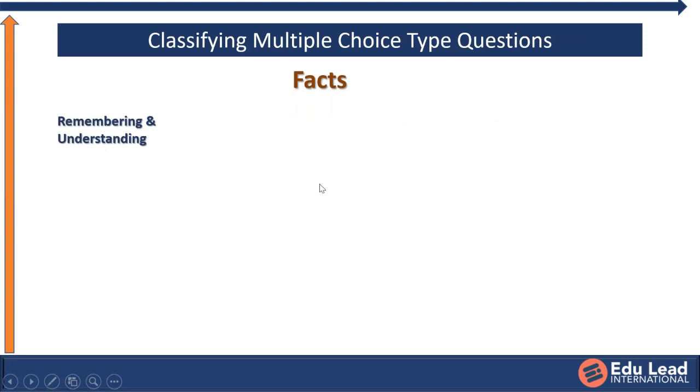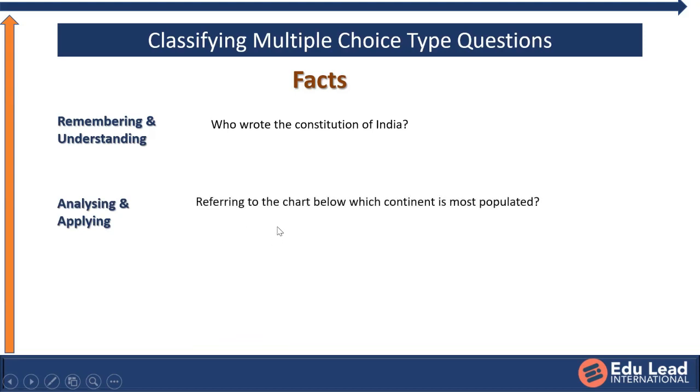Remembering and understanding. An example of this is, who wrote the Constitution of India? This is a fact-based question and it's a remembering question. Analyzing and applying. Referring to the chart below, which continent is most populated? So here there is a chart which is given. The children are going to analyze the chart and then give the answer. But it is a fact-based question.